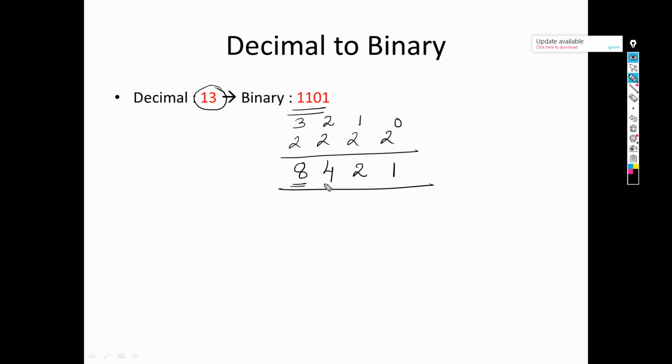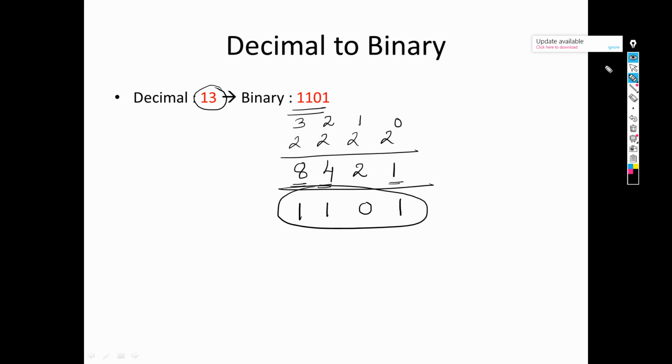If I add 8 and 4, that is 12, and 1, that is 13. 8 plus 4 plus 1. So in those locations I will put 1, 1, 0 and 1. So this will be 8 plus 4 is 12, plus 1 is 13. So this is another way to get a binary number. This is another way to convert our decimal number into binary. So this is how we can convert decimal to binary.